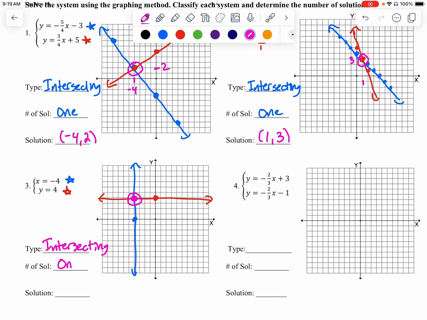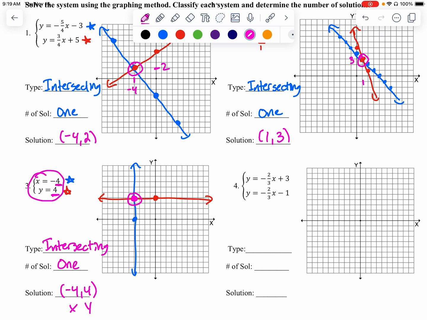So they have one solution, and that solution is at the point -4, 4. Which you might have noticed from the original equation, it tells you x is -4, y is 4. And this is my x, this is my y. So right away, without even graphing, we knew what that solution is.